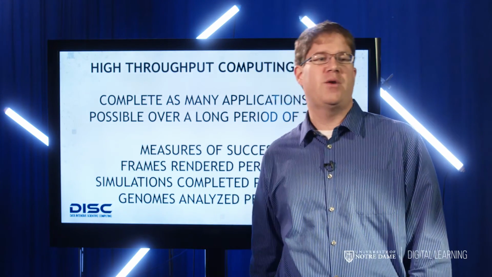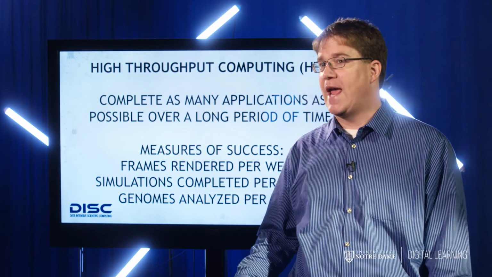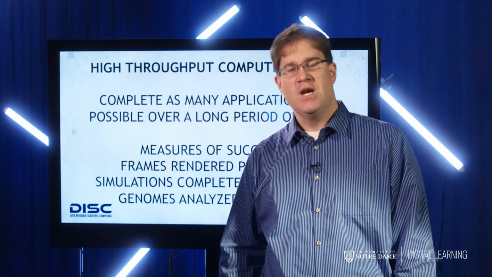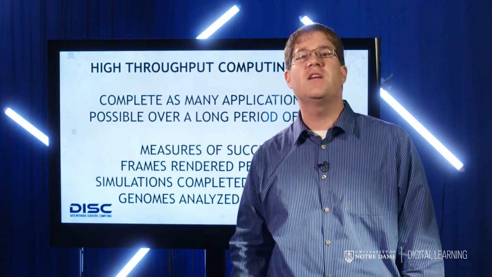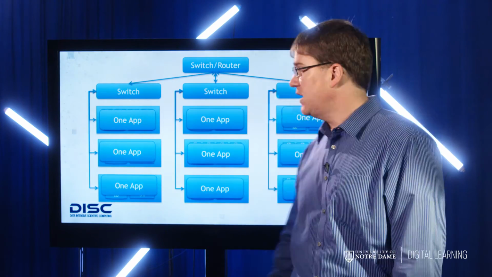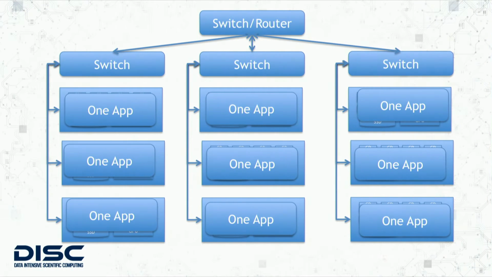And if that's our goal, then we might break up our work in a different way than HPC. So with HTC, we're going to try to use each of the nodes of the system independently so that they can each run a different application. So if we took that same cluster and we used it in a high throughput computing style, we would have one application on each machine, each running independently.